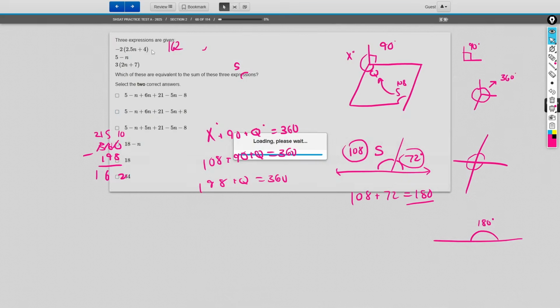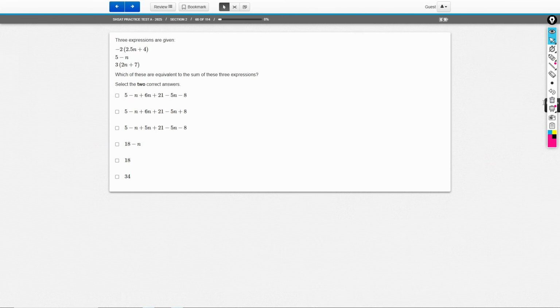All right, moving on. So we know that three expressions are given below. We have negative 2 times (2.5n plus 4), 5 minus n, and 3 times (2n plus 7). Which one of these is equivalent to the sum of these three expressions? So the sum is just adding everything together, right? So the sum of these three expressions has to be 5 minus n plus 3 times (2n plus 7) plus negative 2 times (2.5n plus 4).